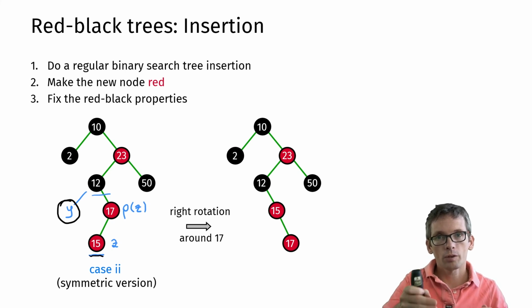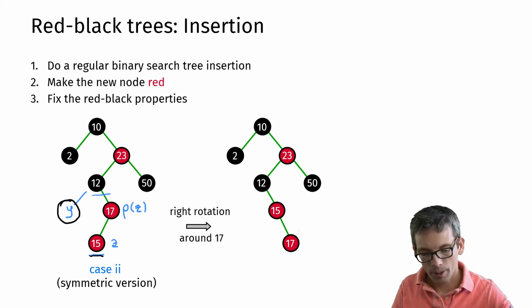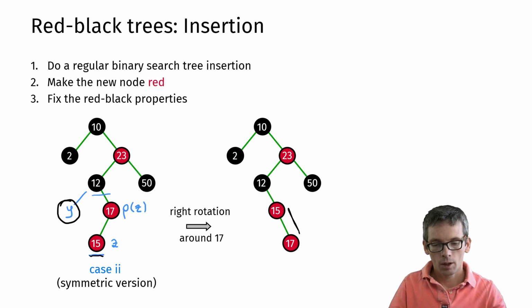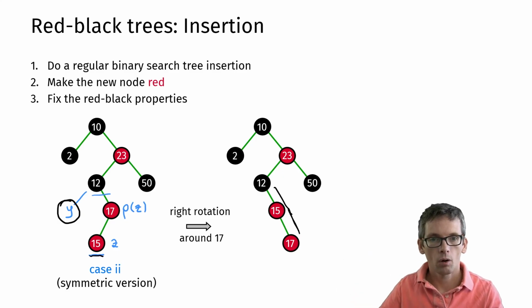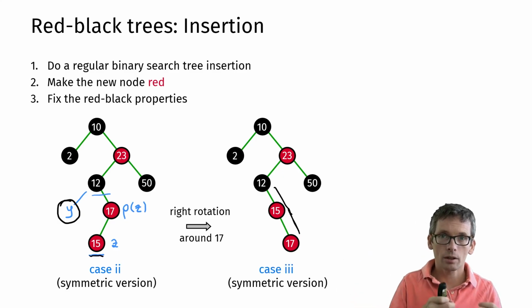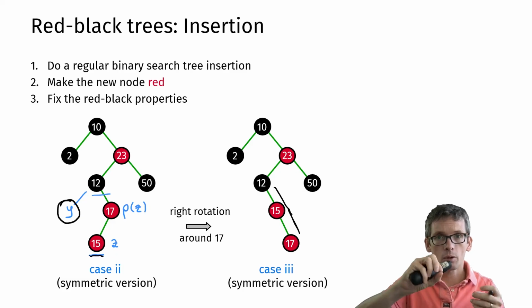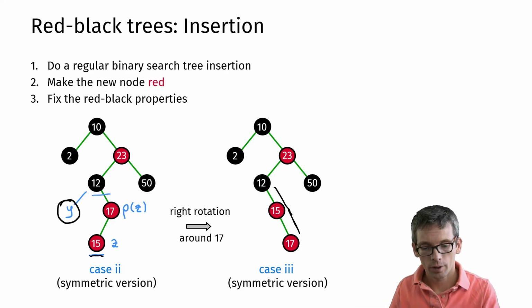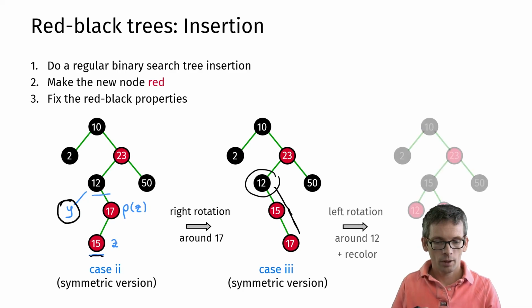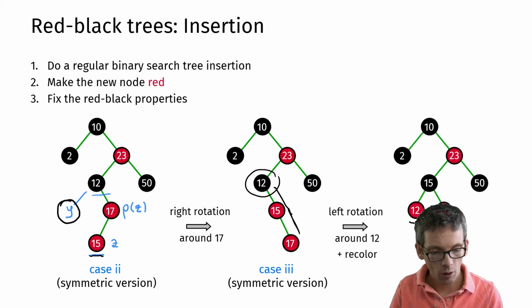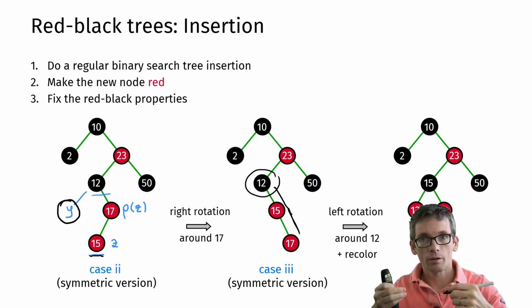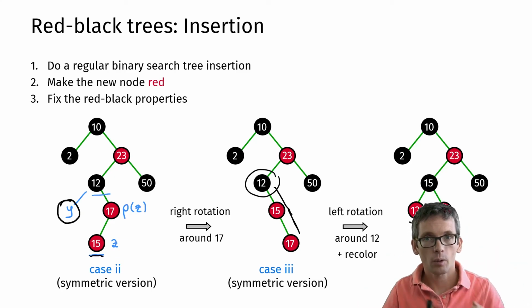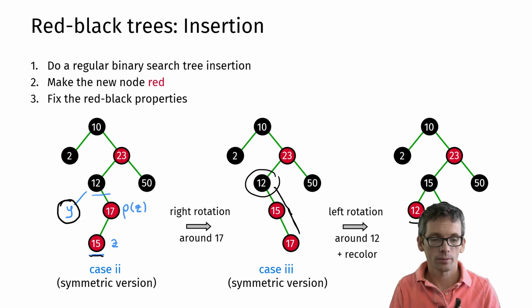Now 15 moved up, but more importantly, the pattern of the red nodes is now in line. So the 17 is the left child of 15 and 15 is the left child of 12. This brings us into case 3, where we can do a rotation around the grandparent, so around the 12. That looks like this. Now the 12 sits here, and now I can recolor the 15 black and the 12 red, and the red-black property holds.